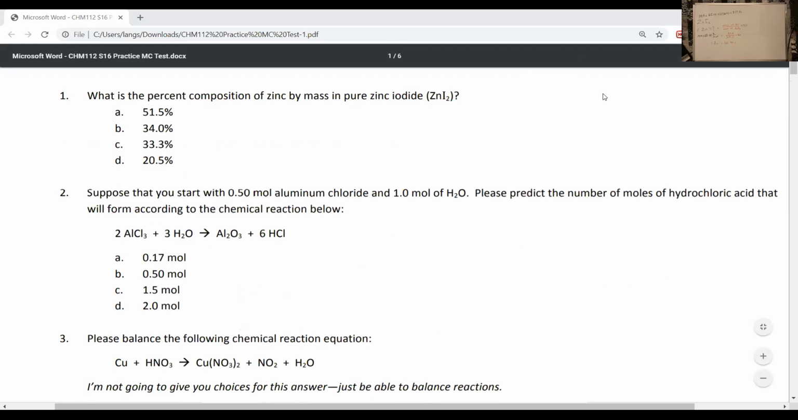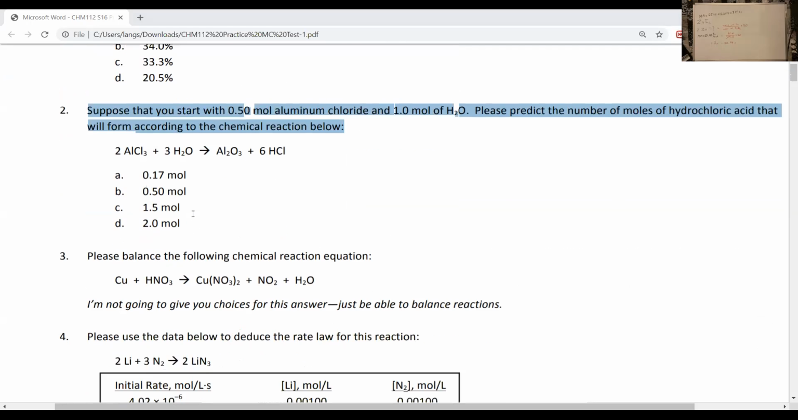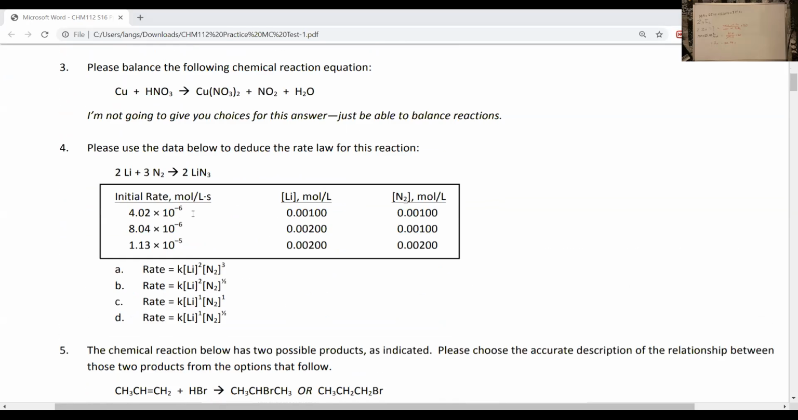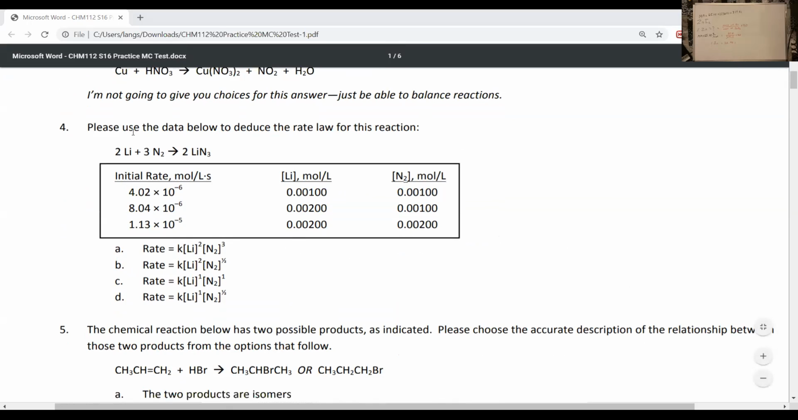This one's a limiting reactant problem. I don't think it's that necessary to talk about it personally. Let me know if you think otherwise. We'll come back to it. That's balancing the reaction. You can do that. Here's a good rate law review. Let's do this one, number 4.